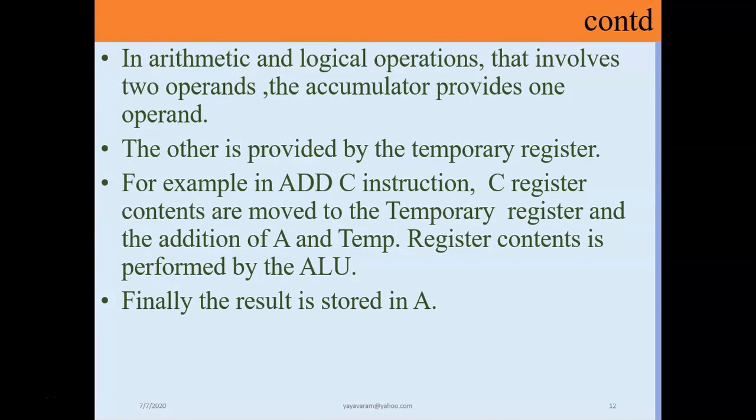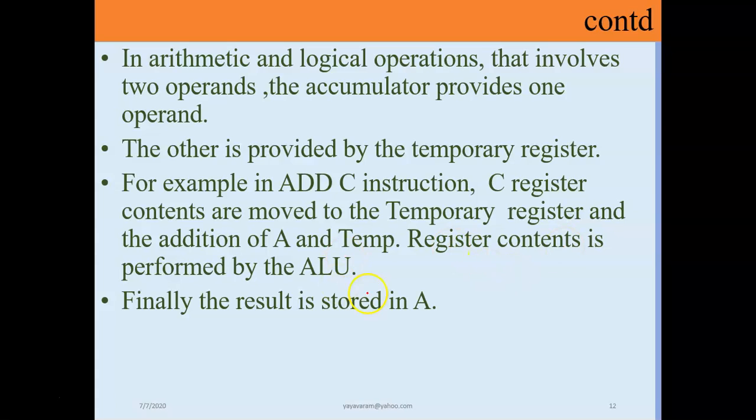So here I have given further explanation. In arithmetic and logical operations that involve two operands, the accumulator provides one of the operands here. The other operand is provided by the temporary register, as I have told you. While performing logical operations to find out the greater or smaller, or swap or exchange, etc., we use this temporary register.